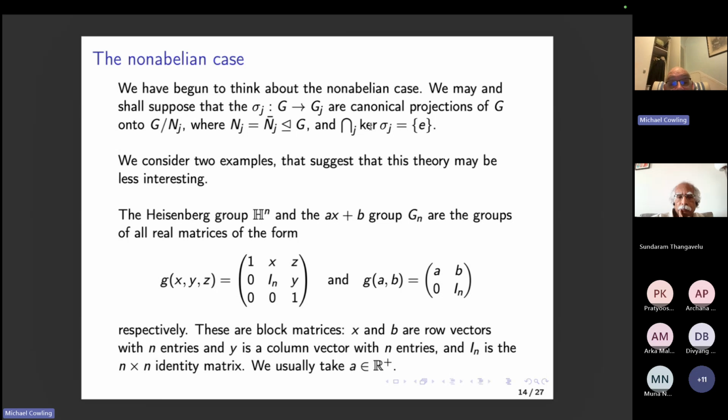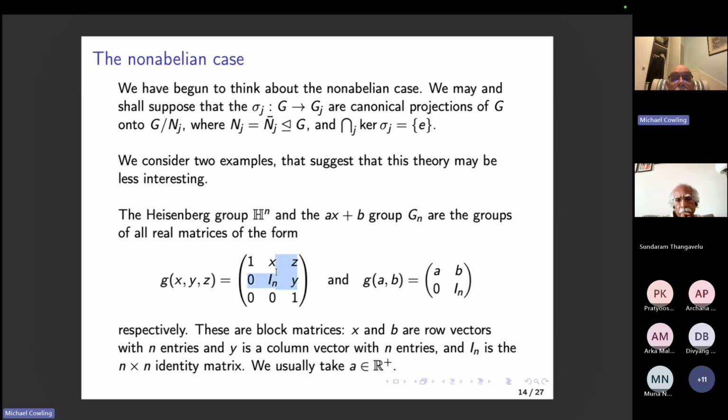So we're going to look at the Heisenberg group H_n and the so-called ax plus b group, which I'll call G_n. And these are the groups of all real matrices. The Heisenberg group can be made up of, well, there are different ways of parameterizing it, but I shall just do it by real matrices. And I take 1, x, z, then identity, y, 0, 0, 1. These are block matrices. So this is a 1 by 1 block.